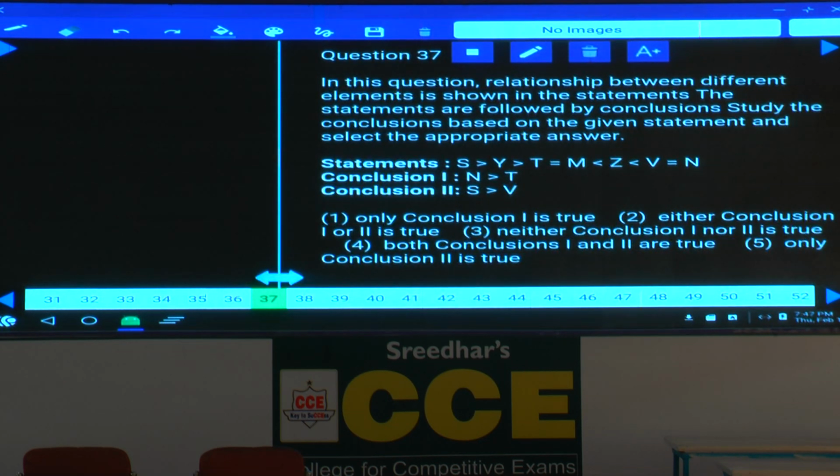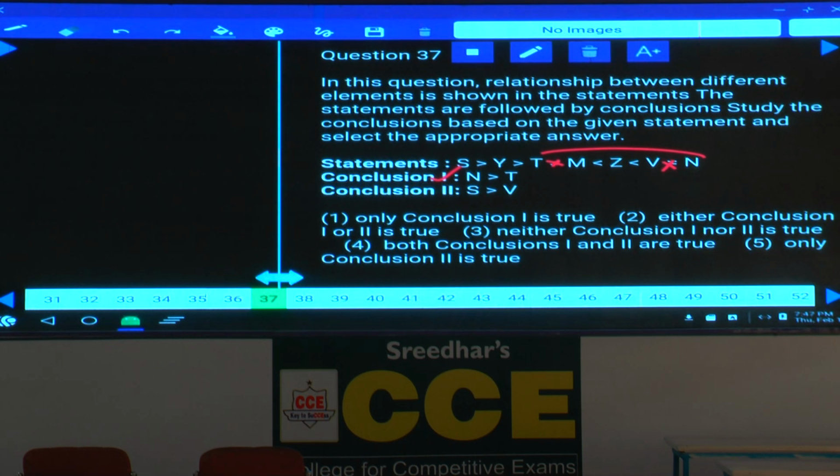Now, 37. N and T. T is here and N is here. Now, between T and N, forget about this equals to. Now, which symbol is common here? Lesser than is common. Now, T lesser than N is true. If T lesser than N is true, N greater than T is also true.